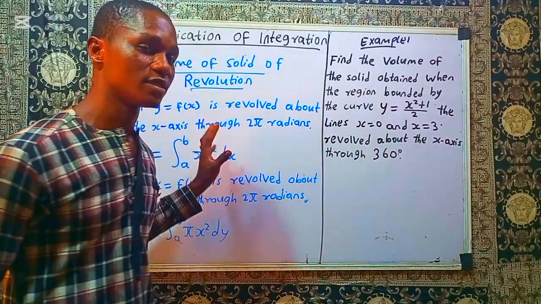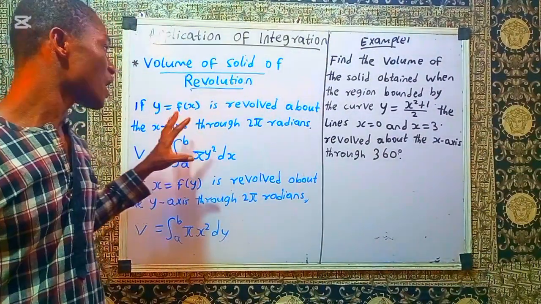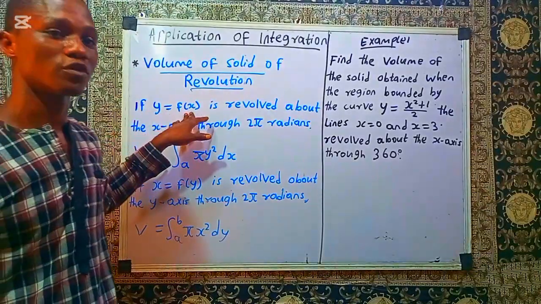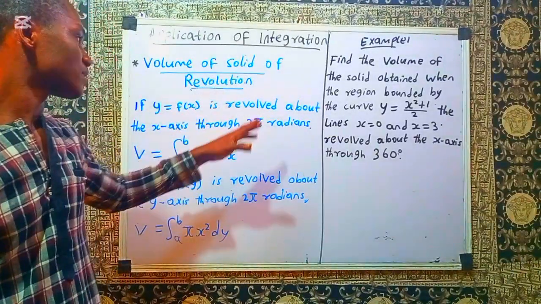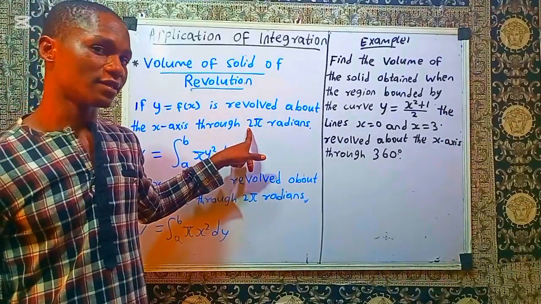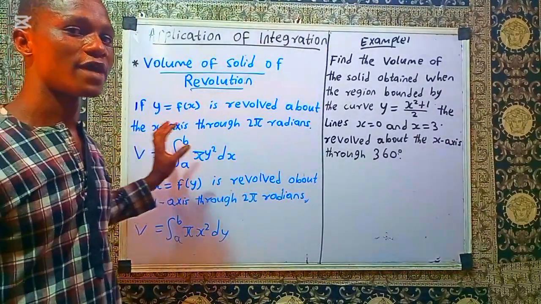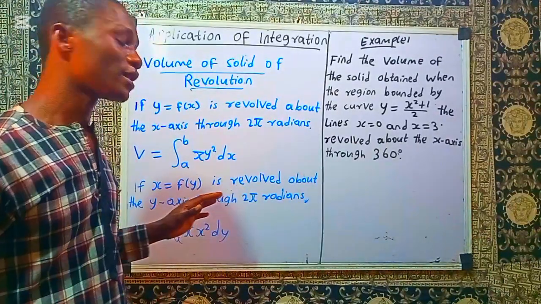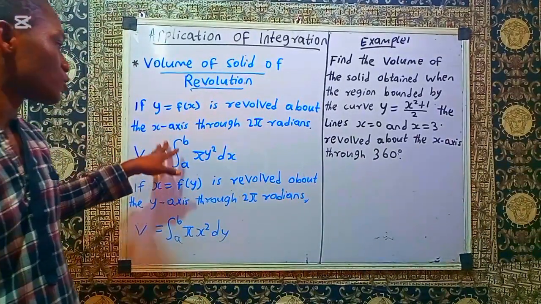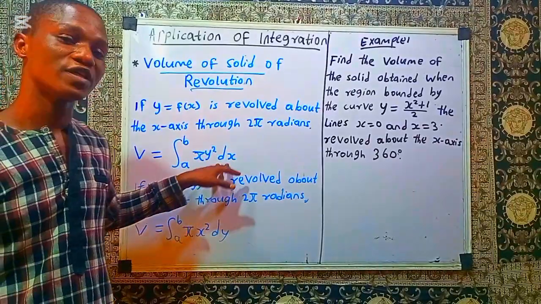We'll have two cases here. A situation whereby you have a curve which is a function of x, and this curve is revolved about the x-axis through 2 pi radians, that's through 360 degrees. Then the formula for finding the volume of the solid generated will be given by V equals the integral from a to b of pi y squared with respect to x.